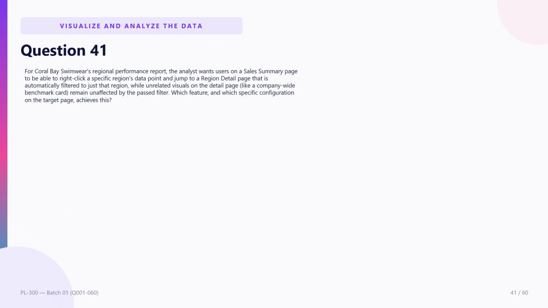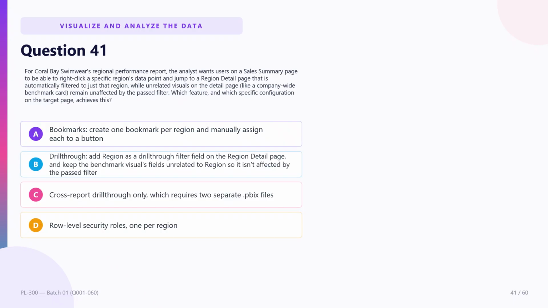Visualize and analyze the data. For Coral Bay Swimwear's Regional Performance Report, the analyst wants users on a sales summary page to be able to right-click a specific region's data point and jump to a region detail page that is automatically filtered to just that region, while unrelated visuals on the detail page, like a company-wide benchmark card, remain unaffected by the pass filter. Which feature and which specific configuration on the target page achieves this?